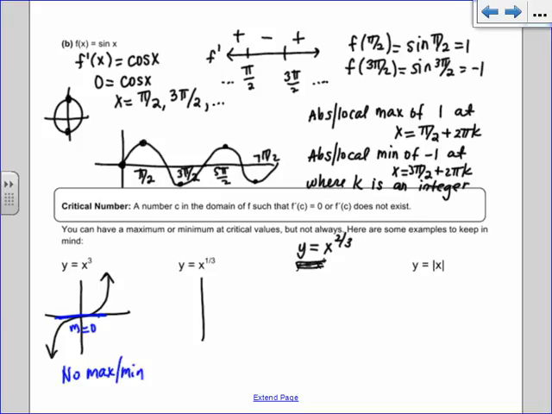All right, if I have x to the 1/3, that's the cube root of x. It looks like this. This is an interesting function because for a brief moment, the slope is undefined. Okay, but again, no max or min. It has what we call a vertical tangent.